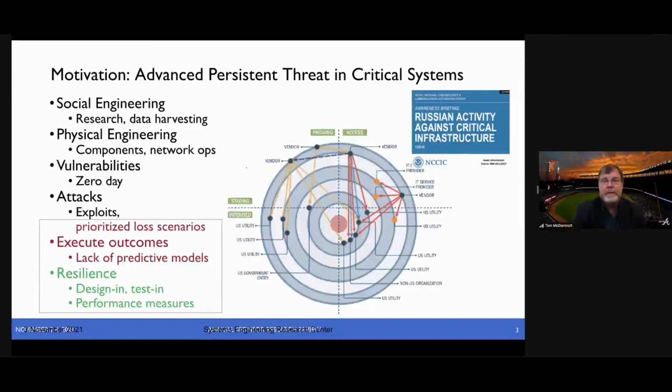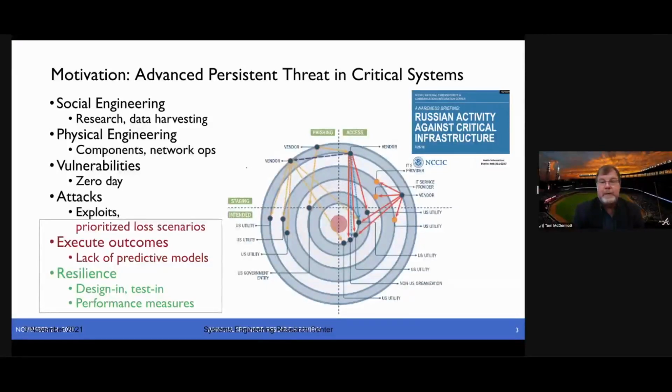Next slide. So the motivation today is the advanced persistent threat in critical systems. And so one of the things that we learned along the way was, how do we deal with this particular problem? Many of us in the cybersecurity domain are aware of the advanced persistent threat in information systems, but they exist in critical systems too. And it's pretty well acknowledged, at least in the government domains, that we can't completely protect against these types of threats. And so we have to switch to a model where we become resilient to these types of threats, which is the focus that we have today.